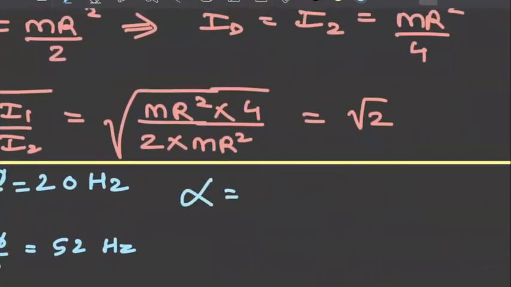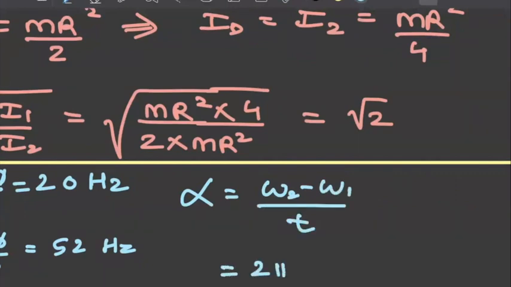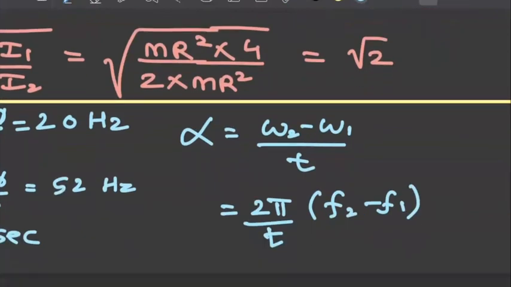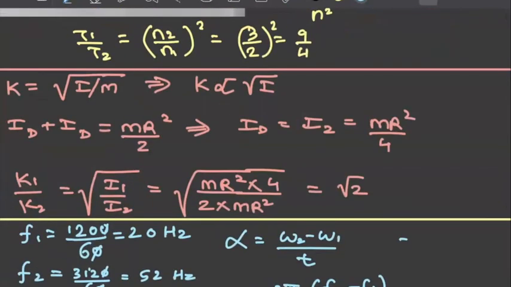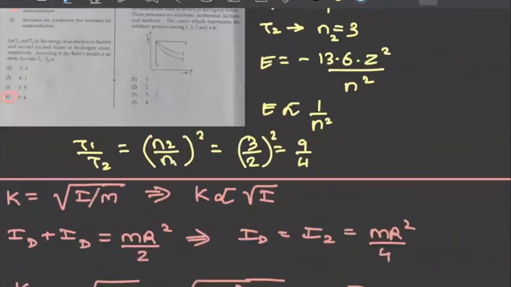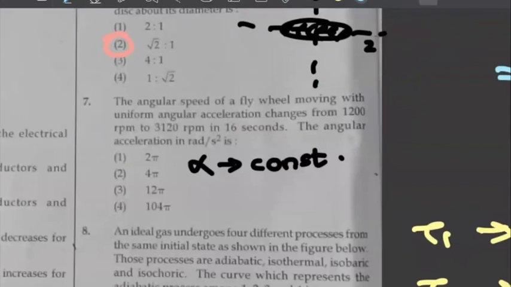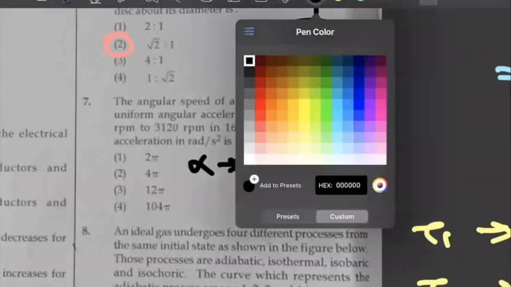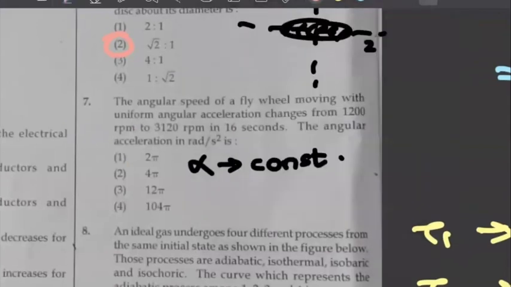So the alpha value is going to be omega 2 minus omega 1 by t. So 2 pi (f2 minus f1) by t, and if we solve this, we will get 2 pi, and t is 16, f2 minus f1, so 52 minus 20, 32. So 16 to the 2 is 4 pi. Yeah, that's what they are giving, 4 pi. So that's this one.